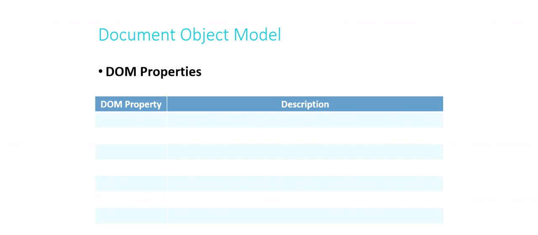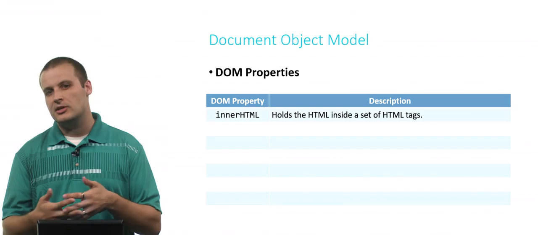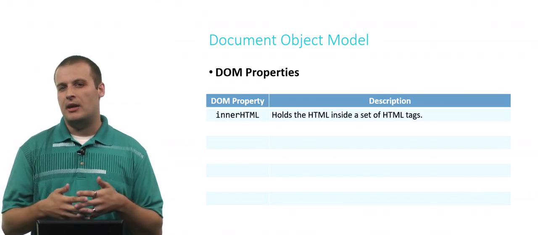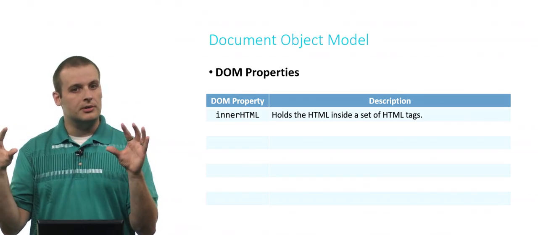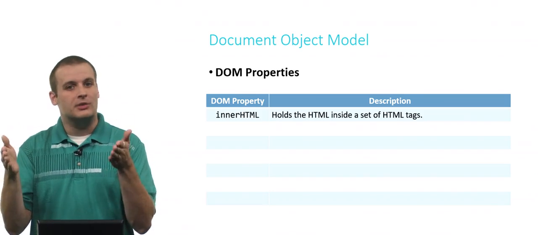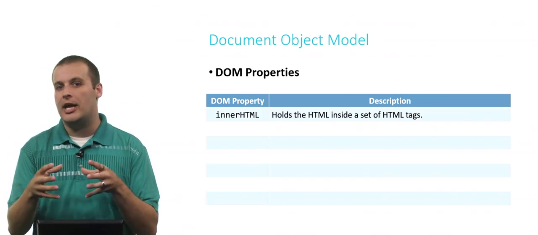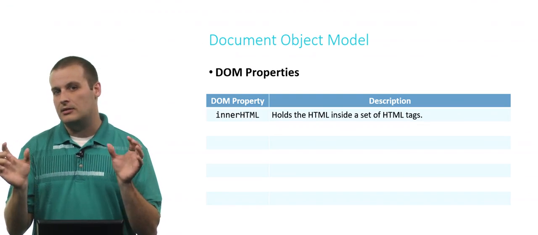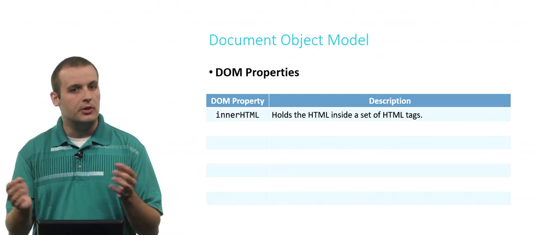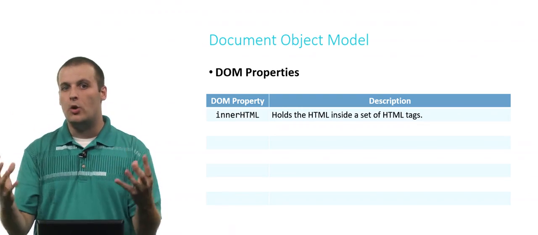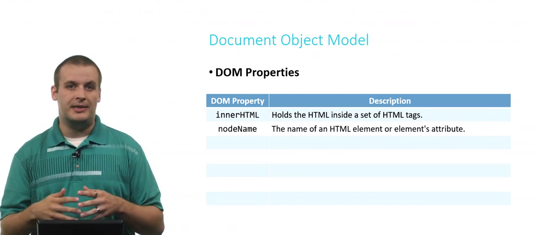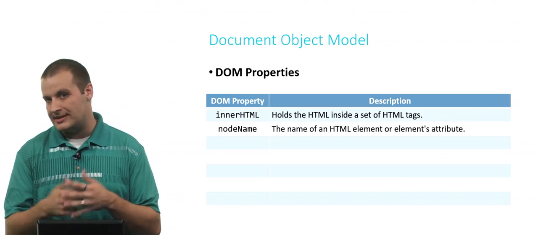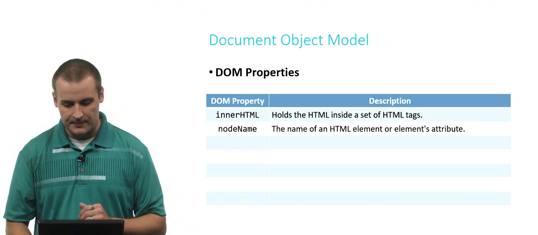So one of them, for example, is innerHTML, which holds the HTML inside of a set of tags. So for example, the innerHTML of the title tag, if I was to go into that section, would be hello world, or whatever my actual title of my page is. That's the innerHTML of the title tag, or the title node, or the title object within the overall document object. nodeName, similarly, would just be title for the node we were just describing, or the section of the object we were just describing.